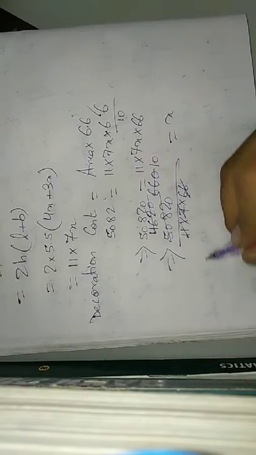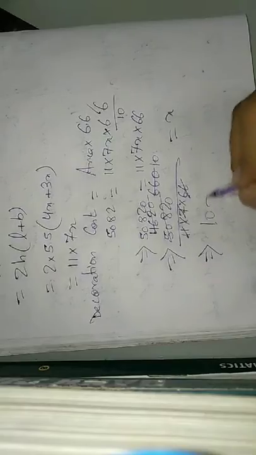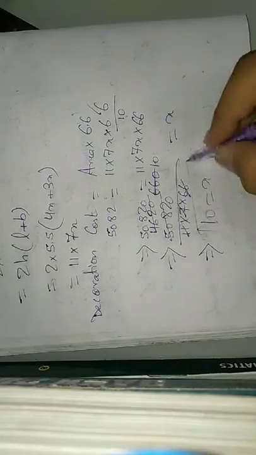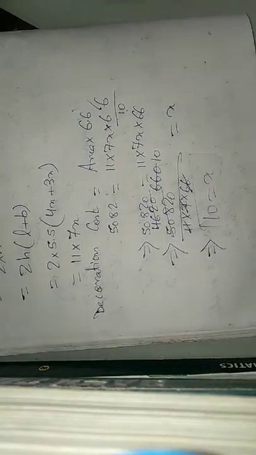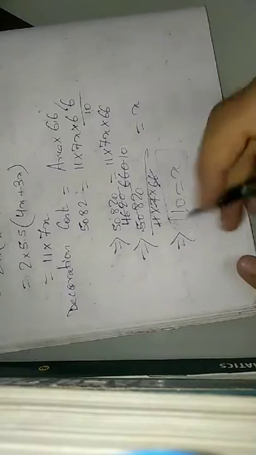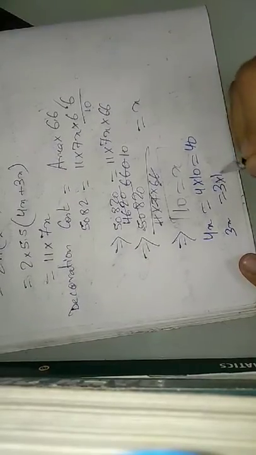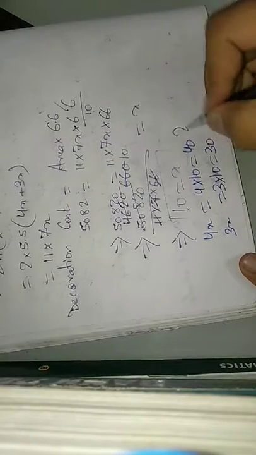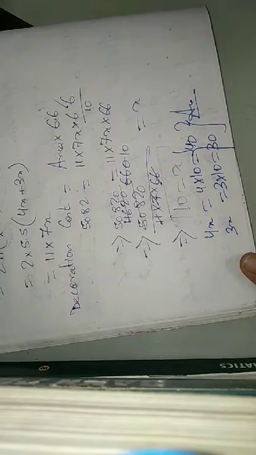So the value of x is 10. Since the value of x is 10, so 4x and 3x, what will be the value? 4 into 10 is equal to 40 and 3 into 10 is equal to 30. So 40 and 30 are the length and breadth, and that's the answer, right?